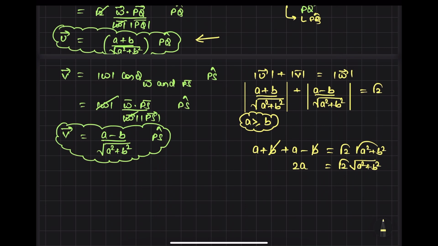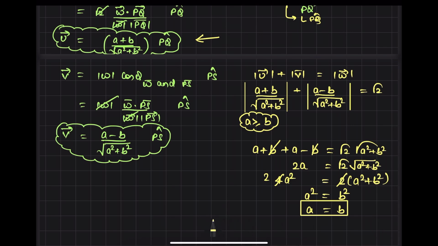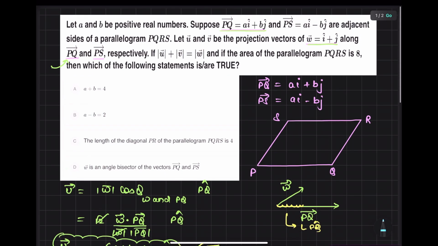Now what I will do, I will square both sides. So we got 4a square equals 2 times a square plus b square. Now you guys can play fruit ninja. You got this. So can I write a square equals b square? And both are positive, so a will be equal to b. So we got this equation, that the values of a and b are equal. Correct? Now let's move on to the next part.